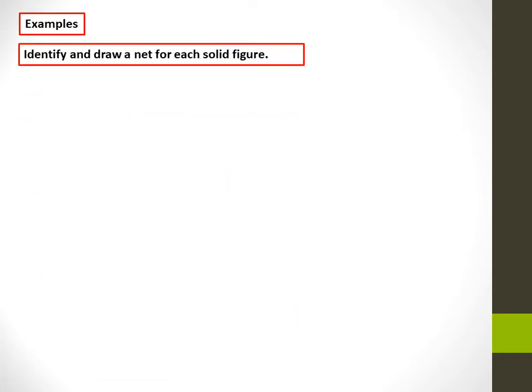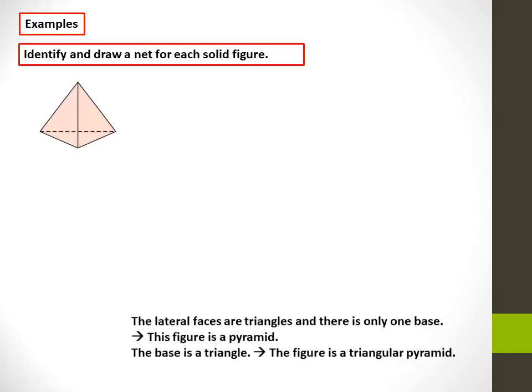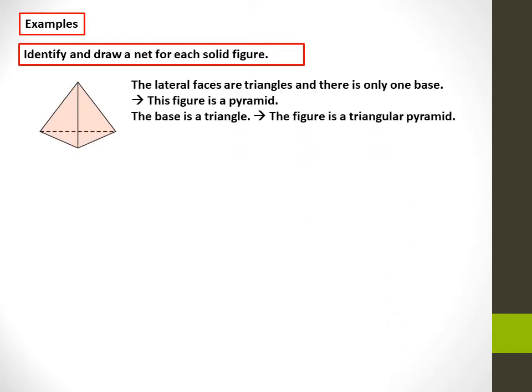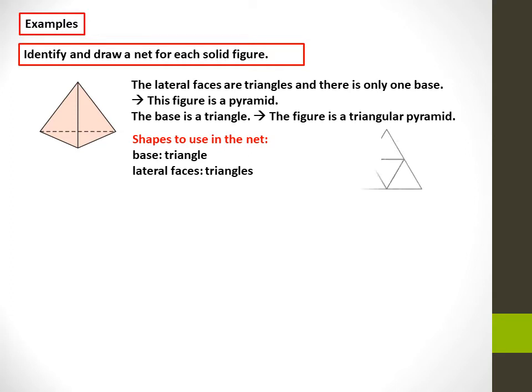Examples: identify and draw a net for each solid figure. The lateral faces in this figure are triangles, and there is only one base, so this figure is a pyramid. The base is a triangle, therefore the figure is a triangular pyramid, since a pyramid is named by the shape of its base. The shapes to be used in the net are triangles, one for the base and three for the lateral faces.